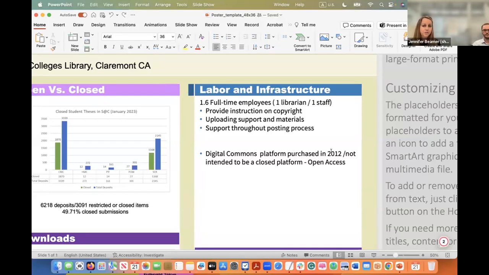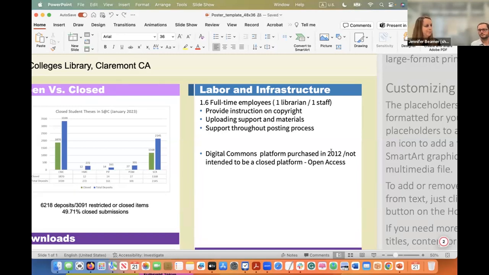We provide instruction on the whole workflow, what it means to put your work in an open access venue or closed venue. We provide handouts. We have the videos. We have a team of subject librarians that get in touch usually with the students who are writing their senior thesis from the very start and help them with resources. And then we also support them through the posting process.